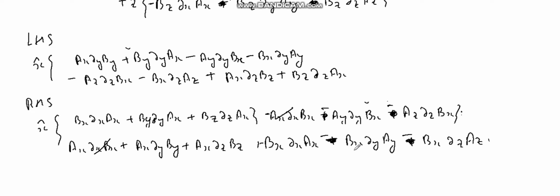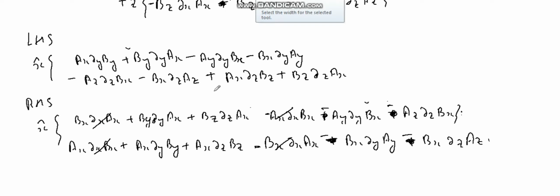Bx del y ay, bx del y ay. Okay, and yes, this is a minus sign. Let me write it perfectly. First of all, let me remove this. Bx del x ax, bx del x ax. So what? 1 2 3 4 5 6 7 8 terms. 1 2 3 4. Okay, now let's compare these.